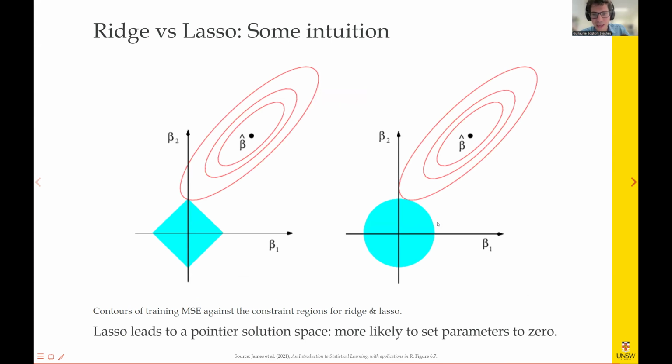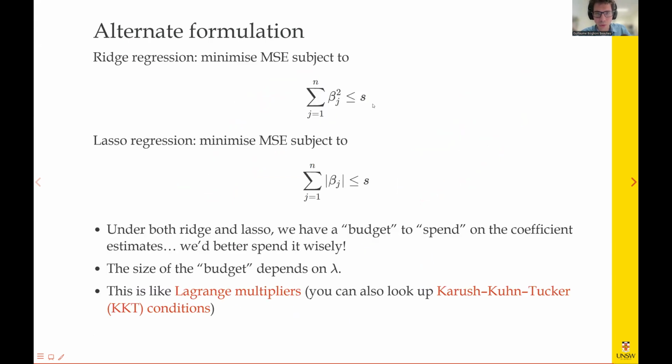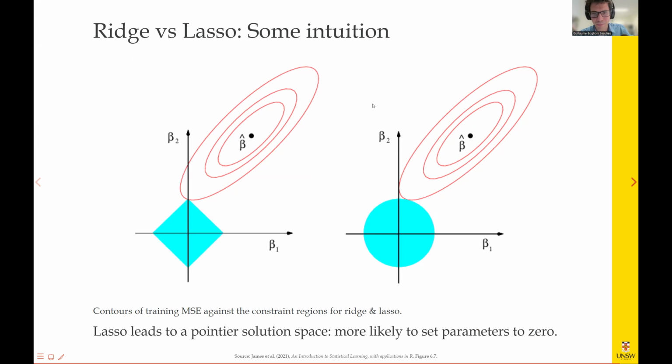Now, visually, imagine this circle has a radius of s. The only acceptable solutions, or the ones that are allowed under the ridge penalty, are the betas inside the circle. And the betas on the absolute outside, or on the edge of the circle, would be the ones for which beta 1 squared plus beta 2 squared is exactly equal to s. So that's on the right plot, the ridge penalty.